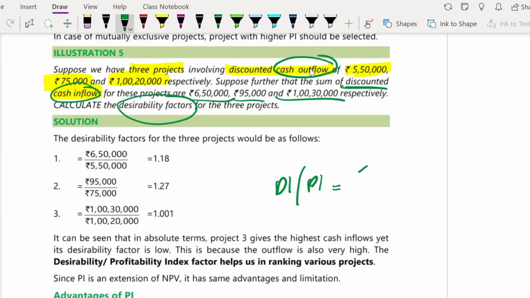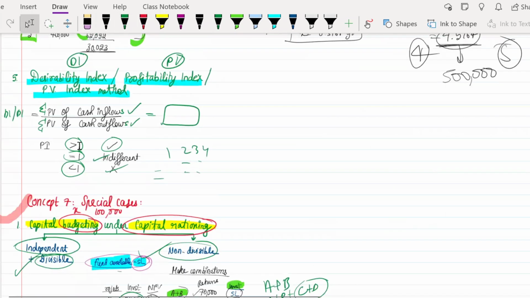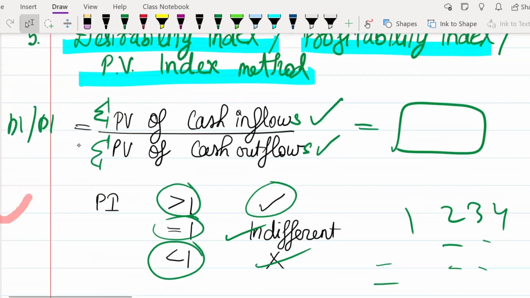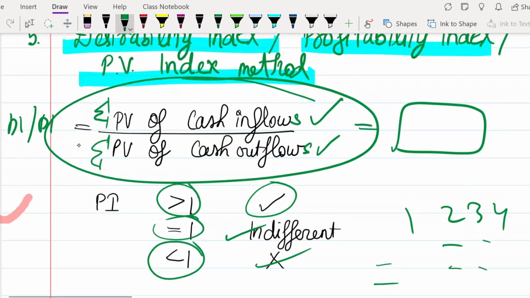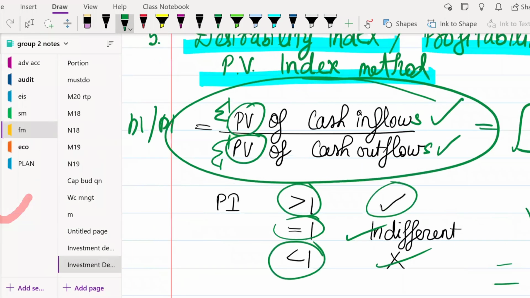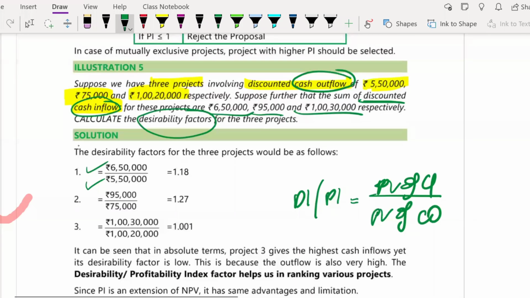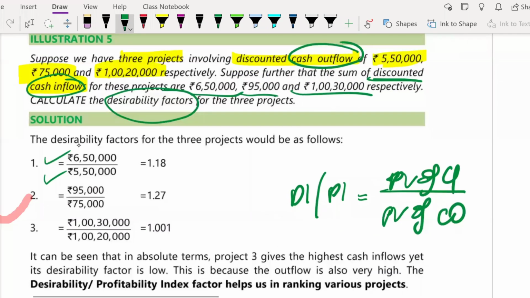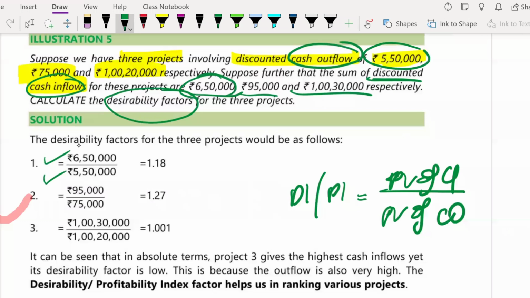What was the formula? This is the topic we are talking about right now. Present value of cash inflows divided by present value of cash outflows. In that question, present values they themselves found out and gave us. You need not find them out. So if you do this, 6,50,000 is your cash inflow divided by 5,50,000 is your cash outflow. You find the PI factor of 1.18.